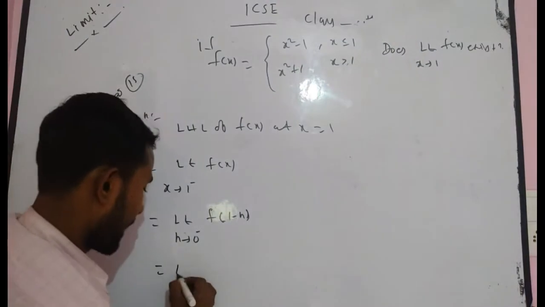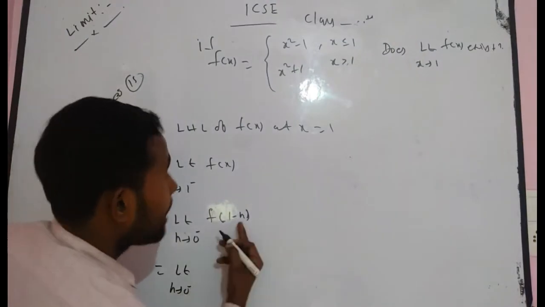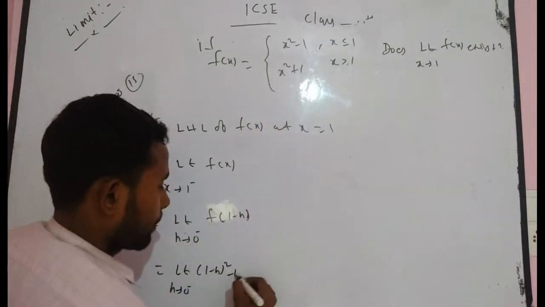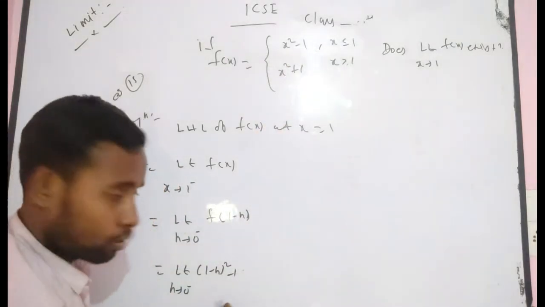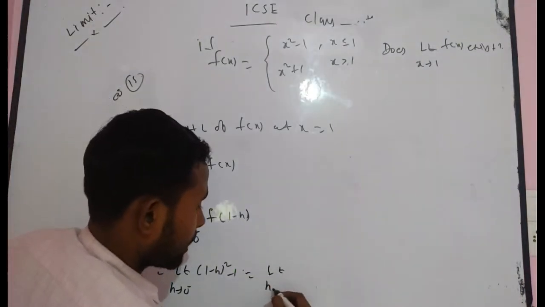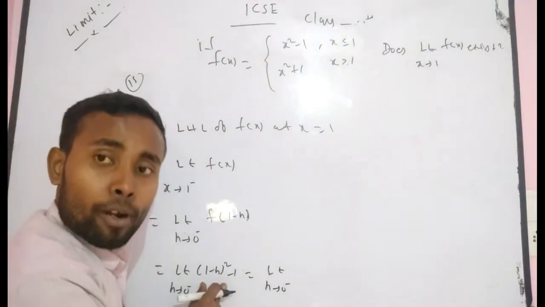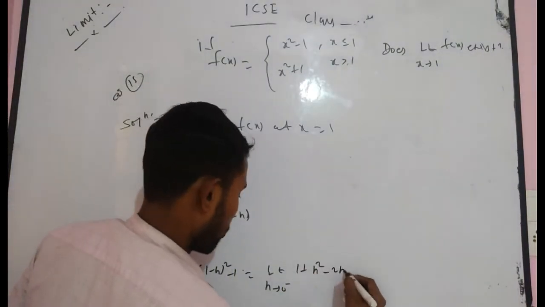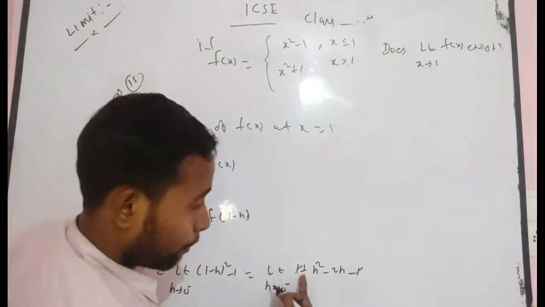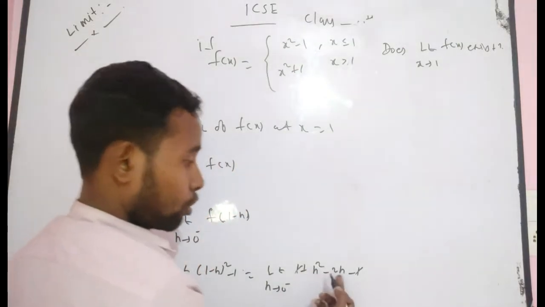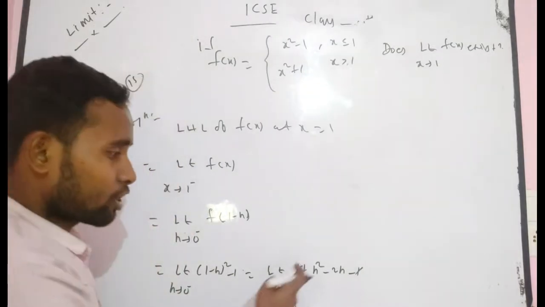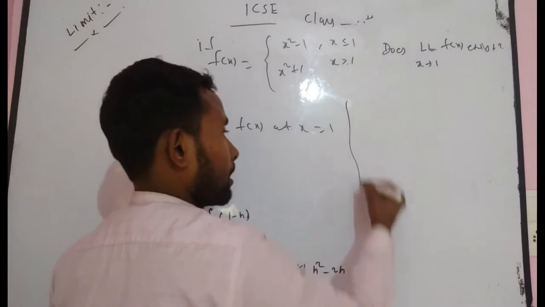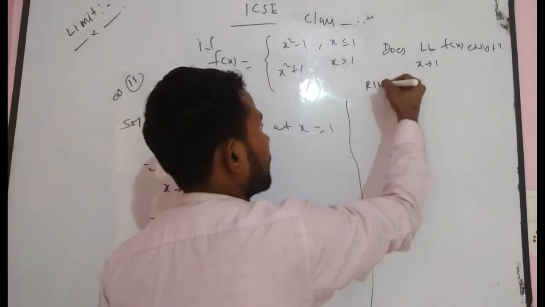So we have to write limit h tends to 0 from left hand side, x is replaced by 1 minus h, (1 minus h) whole square minus 1, is equal to limit h tends to 0 from left hand side. After it you have to expand it: 1 square plus h square minus 2h minus 1. 1 and 1 cancel. And if you put h equal to 0, then you get 0, because h square minus 2h, 0 square minus 0, will give 0. This is LHL. Now you have to find RHL.